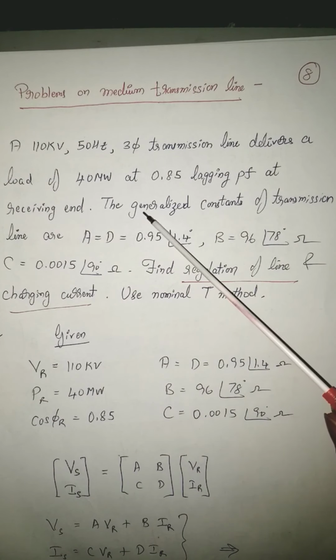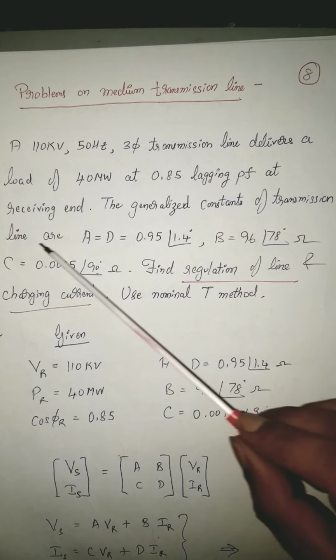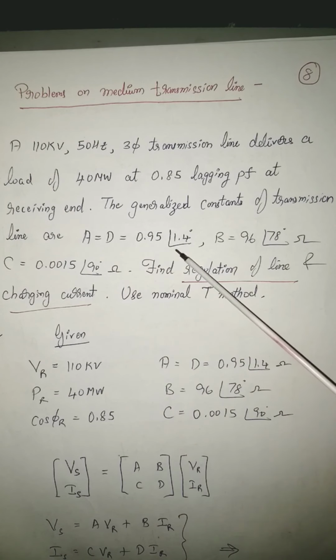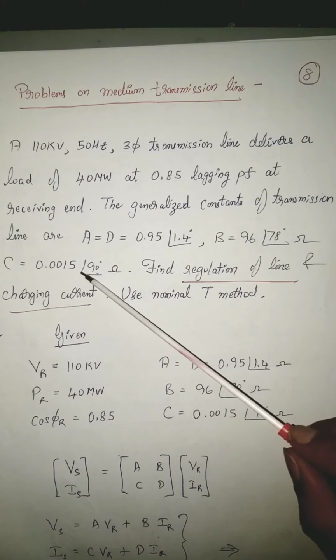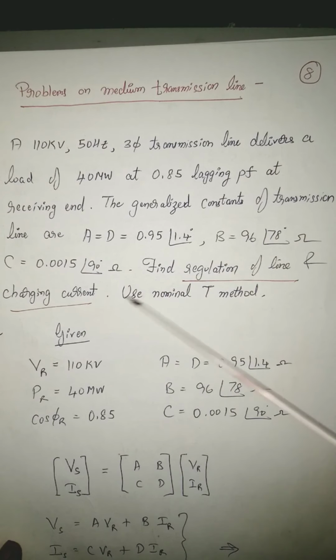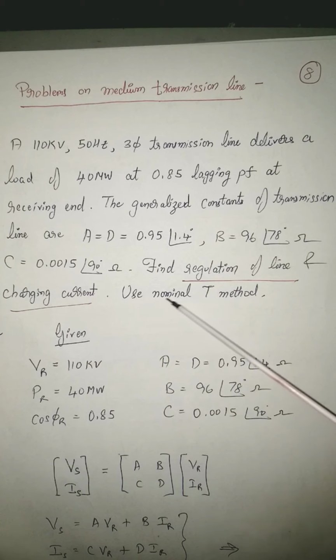end. The generalized constants of transmission line are A is equal to D is equal to 0.95 at an angle 1.4, B is equal to 96 at an angle 78 ohms, C is equal to 0.0015 at an angle 90. Find the regulation of the line and charging current. Use nominal T method or nominal T model of the transmission line.